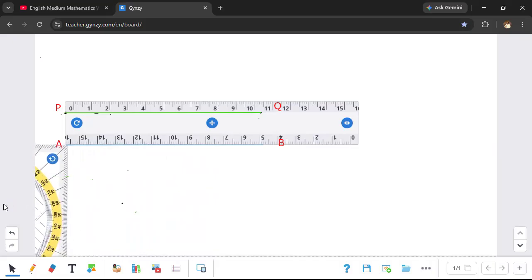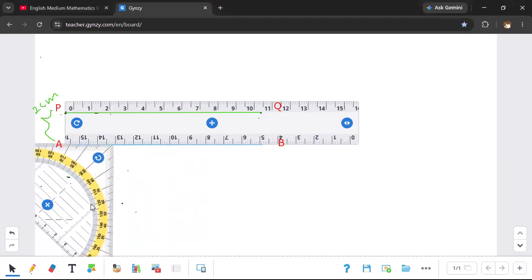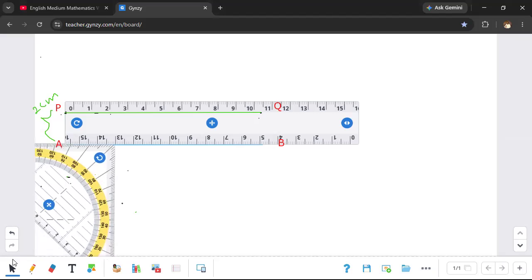Take it to the edge, and take your pencil and mark that exact distance, the AP distance. As I told you, this is 2 centimeters or 2.5 or something. So take 2.5 here. I will use black color. Same distance.